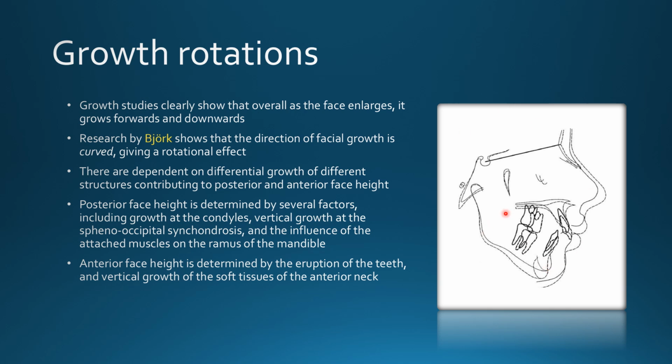So how does this element of rotation happen? Because we have something called posterior facial height and something called anterior facial height. When the two are not growing equally, let's say the anterior facial height is growing more than the posterior facial height, then the growth will be backward. The opposite is true. If the posterior facial height is growing more than the anterior facial height, then the growth will be forward. Okay? So there are things that determine the posterior facial height, such as the direction of growth of the condyles, the vertical growth of the synchondrosis, the spheno-occipital one, and the influence of the attached muscles on the ramus of the mandible. What affects the anterior growth? The amount of eruption of teeth, and the soft tissues of the anterior neck are affecting the growth of the bones here.